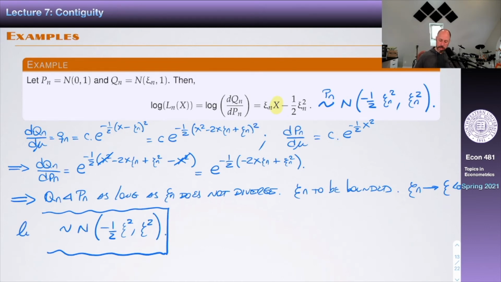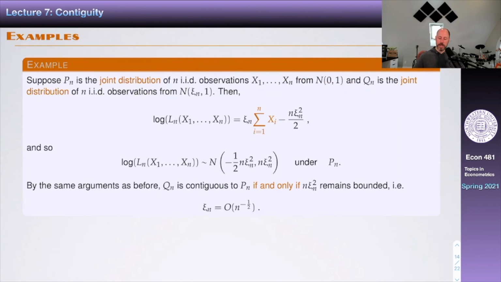So log of B is normal. And so we have this connection between the mean and the variance. And so we learn that as long as psi n is bounded, these two are contiguous. And before we sort of claimed the same thing using the definition, right? In the previous example, now we just can see this using Le Cam's first lemma.